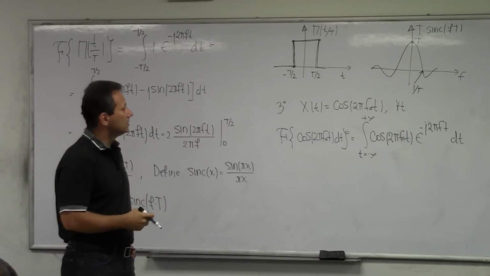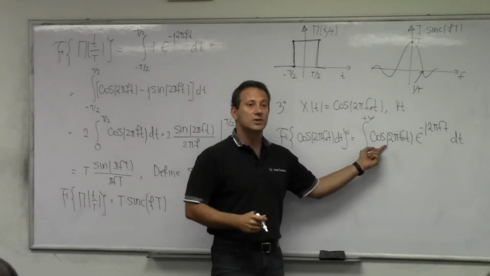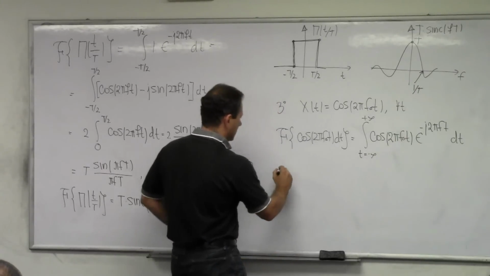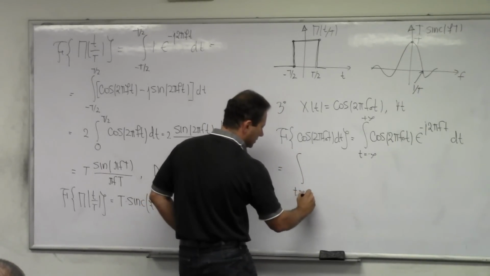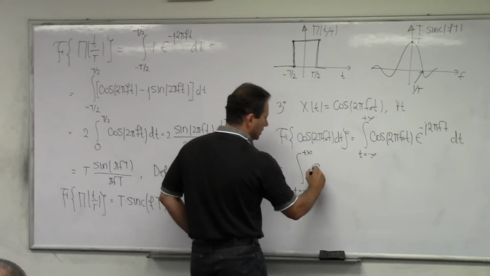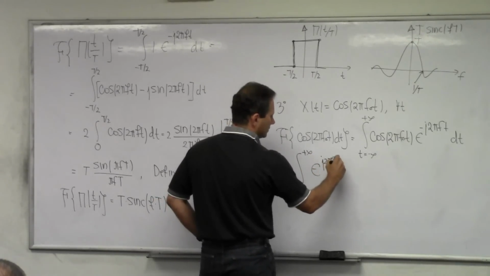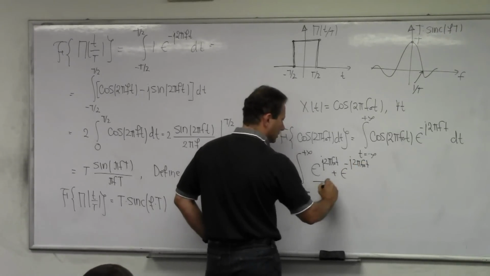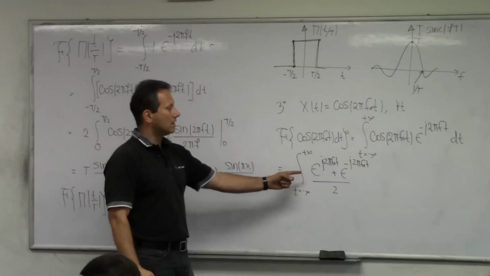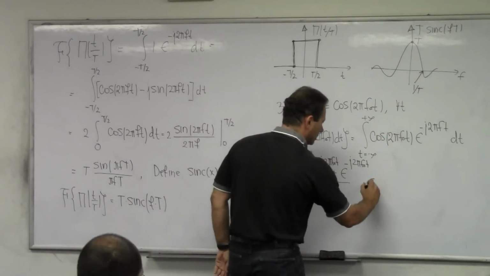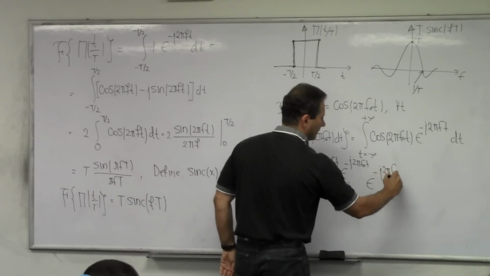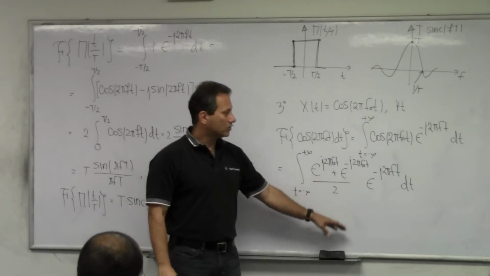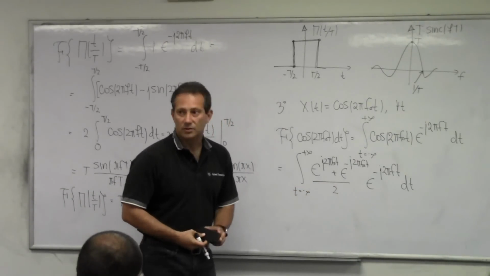The easiest way to deal with this is to remember our definition of what the cosine is. Cosine is essentially two exponentials, right? So I can write this as an integral when t goes from minus infinity to plus infinity of (e to the j 2 pi f0 t plus e to the minus j 2 pi f0 t) divided by 2. This is my cosine here. And then I have this kernel that I add to the end, and then dt. Now, I can decompose this into two integrals and evaluate each one of them individually.